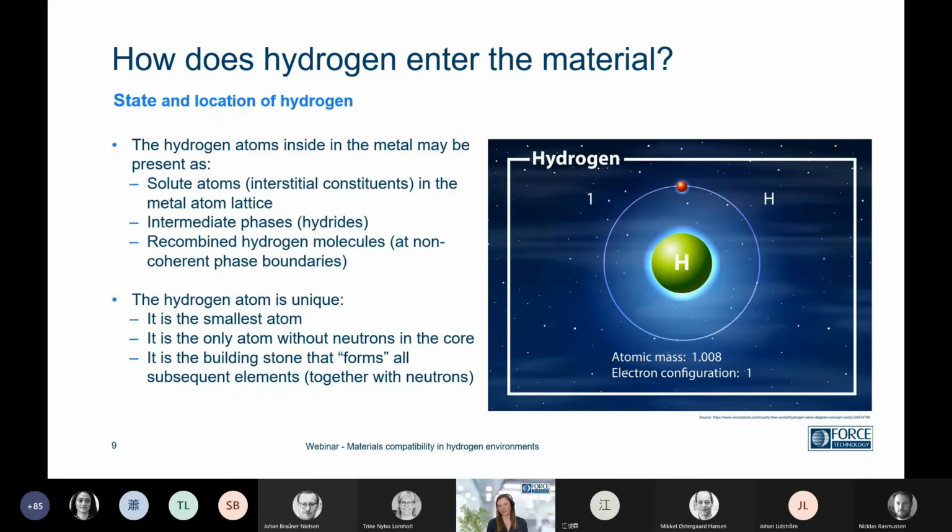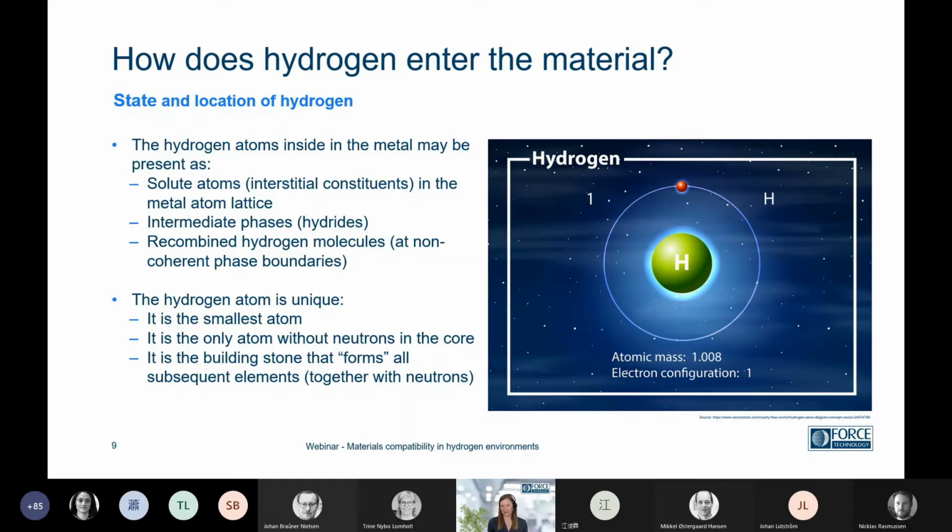And just to introduce hydrogen as an atom, it is the smallest atom, and it's the only one without neutrons in the core, and it's really a building stone for many other things. And it may be present in metals as a solute atom, so interstitially, in the lattice. Most of you may know that most metals consist of a metal lattice.